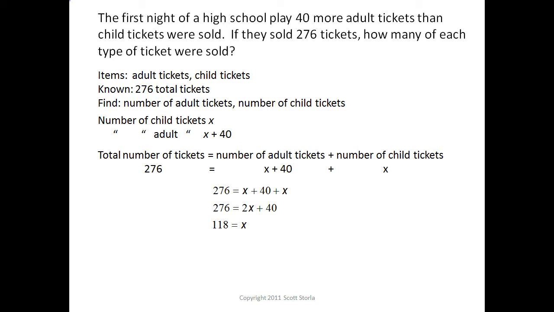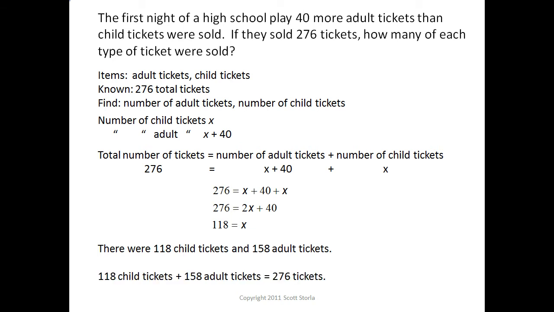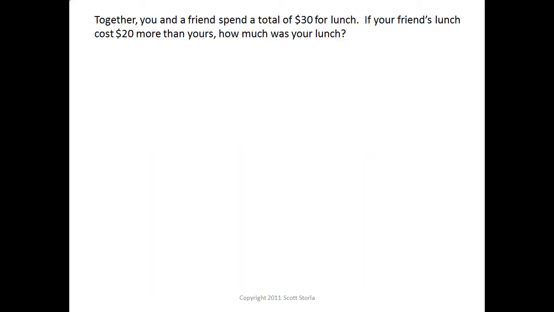And I find that the number of child tickets is 118. I know that that's the child tickets because up above I said the child tickets would be x. Well, if there's 118 child tickets, there has to be 158 adult tickets because there's 40 more. Now together, the child and adult tickets should add up to 276. And when I add up, the check is 276. So I'm comfortable with my answer. Why don't you try this one?